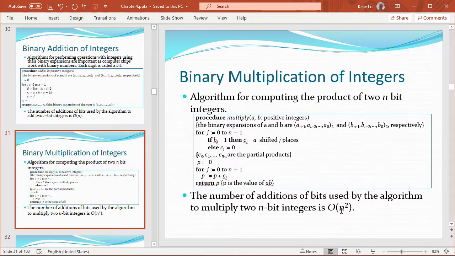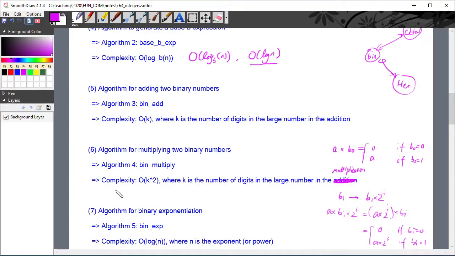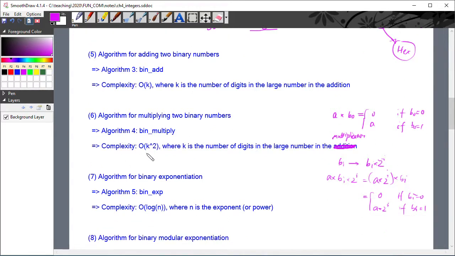But in this case, the author apparently was using letter n. But you have to understand that in the slide, this n actually is not that number; it's the number of bits. In my program, since I'm using k to represent the number of digits, the complexity is k squared.